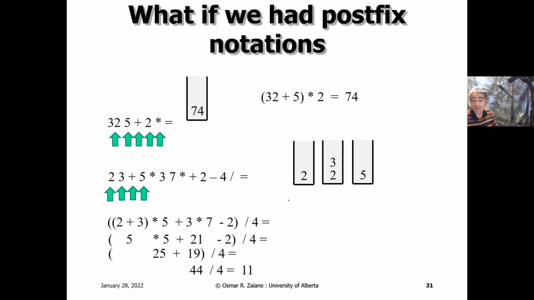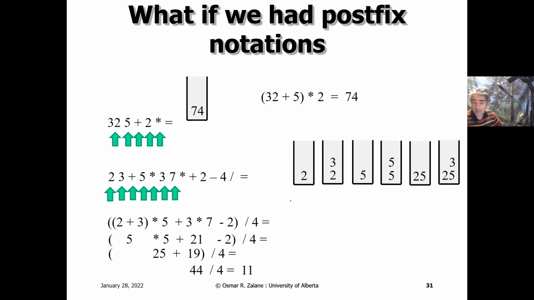Move forward. I have a 5. What do I do? It's an operand. Just push it in the stack. Oh, multiplication. What I have to do is pop 2, apply, put it back in the stack. So I pop 2, 5 and 5, multiply 5 by 5, get 25, push it in the stack. Okay? Then I move forward. 3, push it in the stack. 7, push it in the stack.